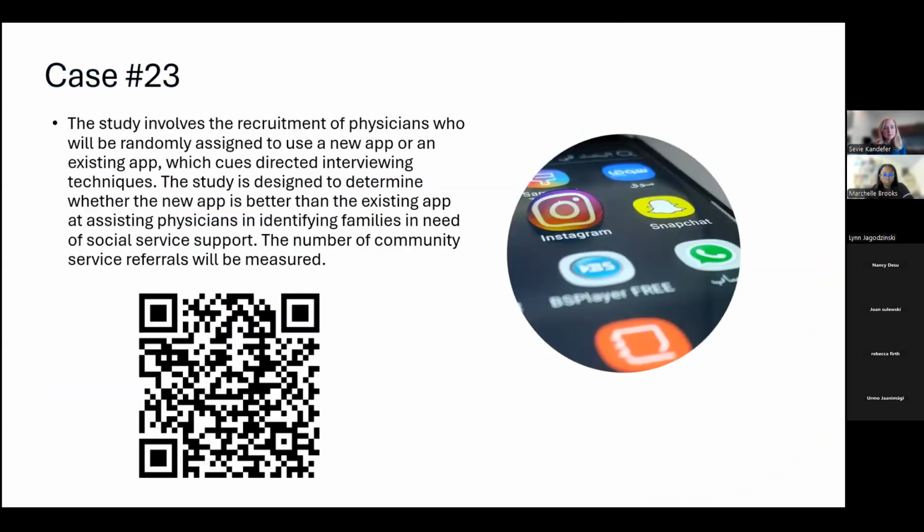This study involves the recruitment of physicians who will be randomly assigned to use a new app or an existing app, which cues directed interviewing techniques. The study is designed to determine whether the new app is better than the existing app at assisting physicians in identifying families in need of social service support. The number of community service referrals will be measured. Is it a clinical trial?